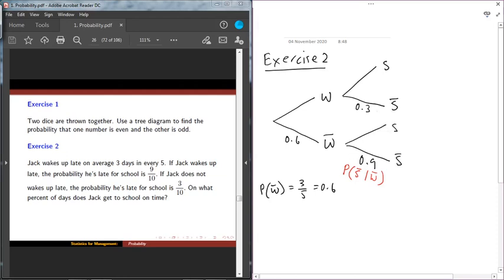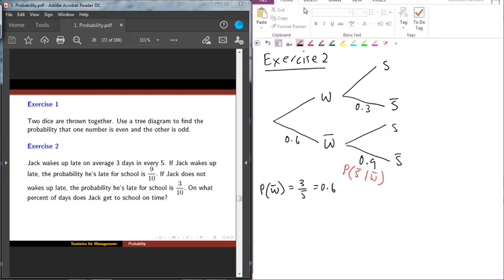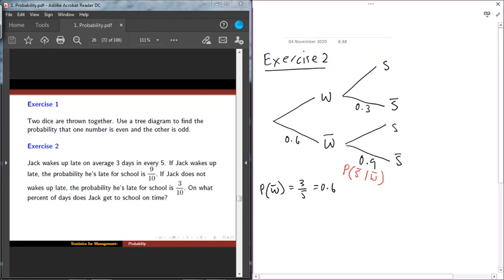Okay, now we can fill up the other information in the tree diagram. If here 0.6, here should be 0.4. If here 0.3, here should be 0.7, and here 0.9, here should be 0.1.